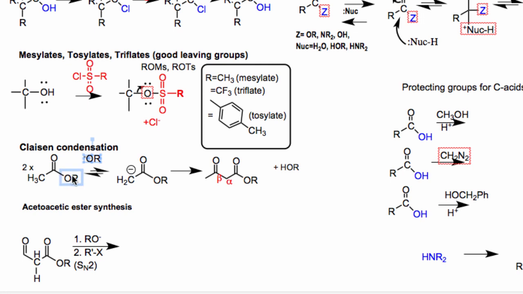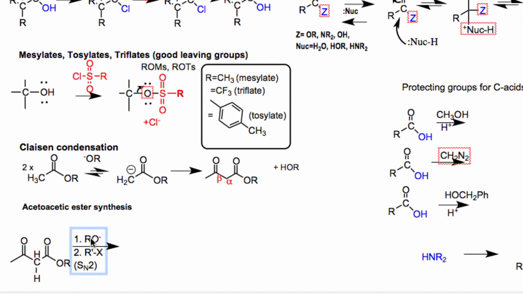Once you've eliminated the second OR group, you end up with your beta keto ester product. Here's the ester, alpha, beta is the keto. And Claisen condensations are the topic of Chem Activity 26C. The product of the Claisen condensation, the beta keto ester, shown down here, is a good substrate that can be used to create a nucleophile for SN2 reaction. That's the basis of the acetoacetic ester synthesis, also in Chem Activity 26C and D.